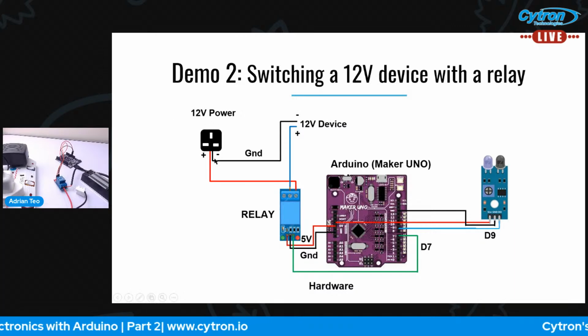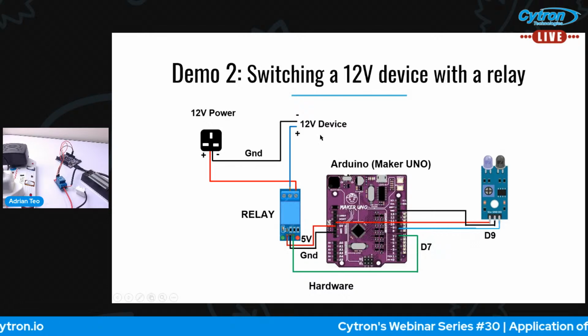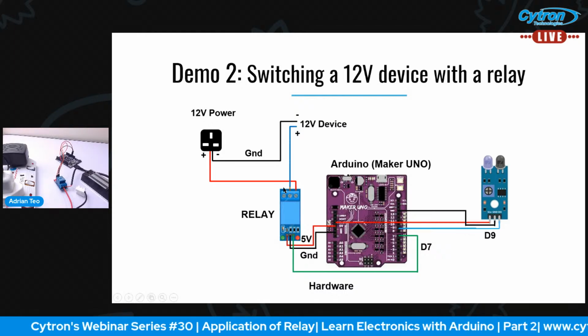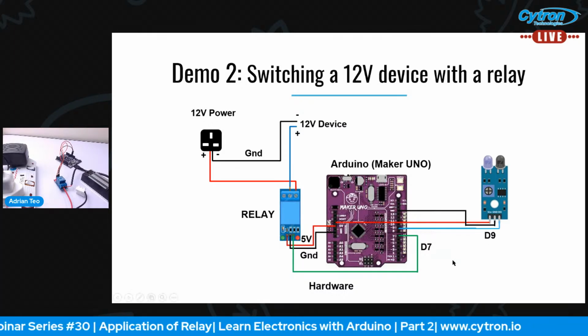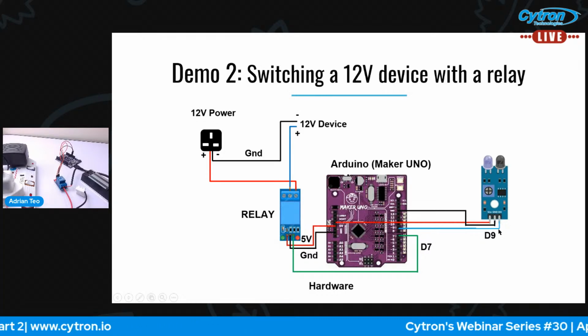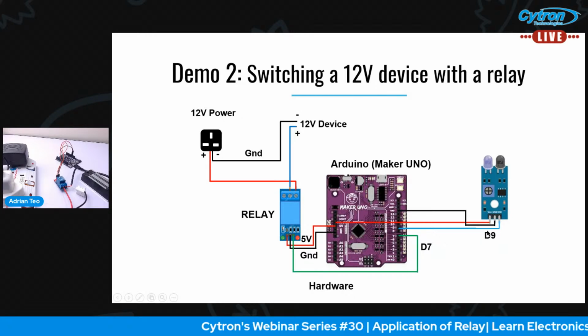I have my 12 volt power adapter connected to my 12 volt device. My relay is still connected to my Arduino. Everything is the same except for the IR sensor. I have to add this extra IR sensor to my Arduino. So the IR sensor has 3 wires here: voltage, VCC, ground, and a digital pin. This is a digital output sensor.